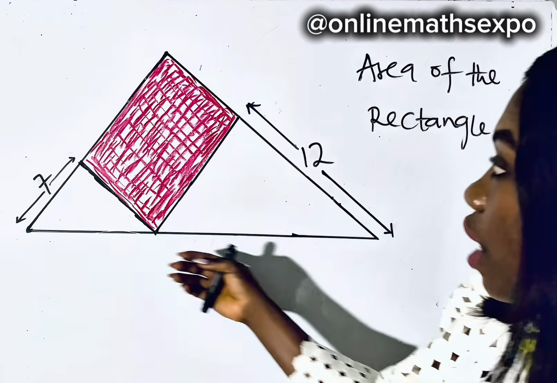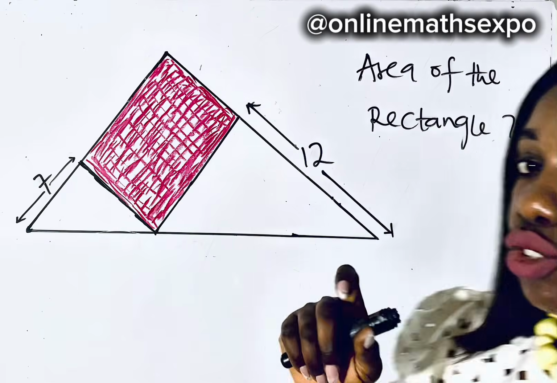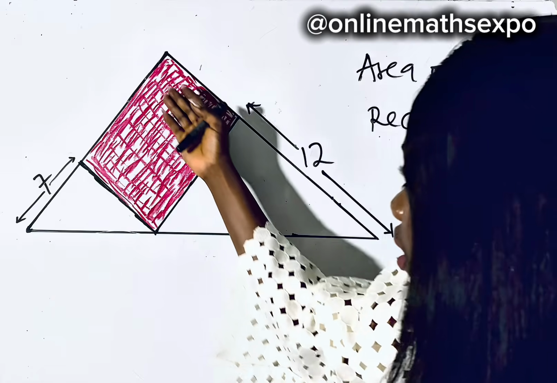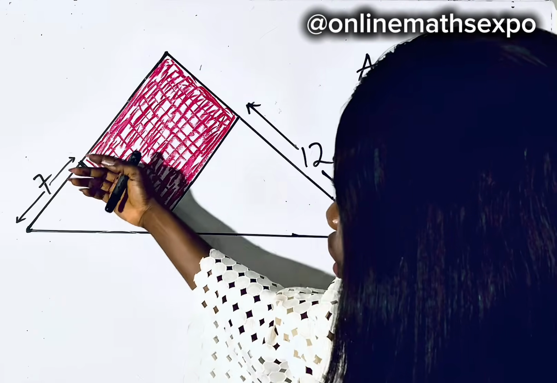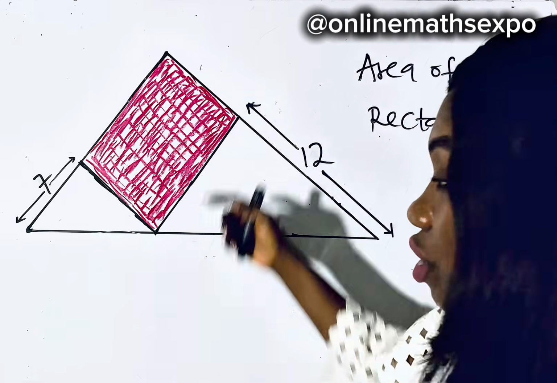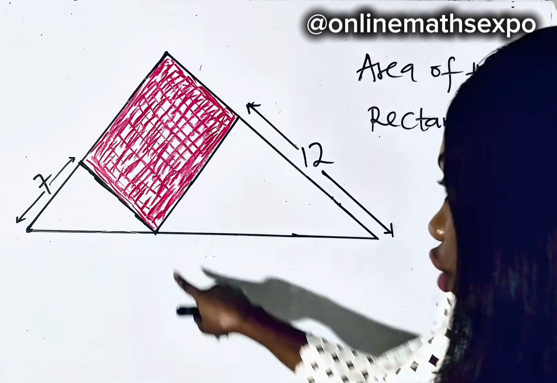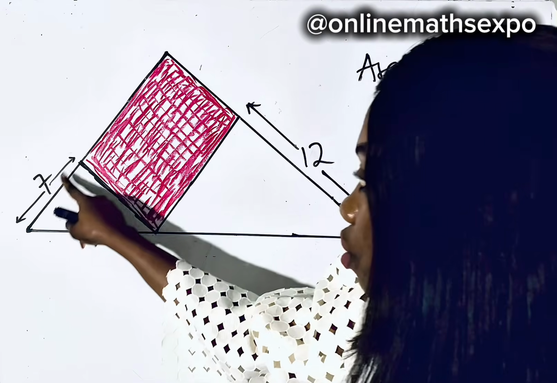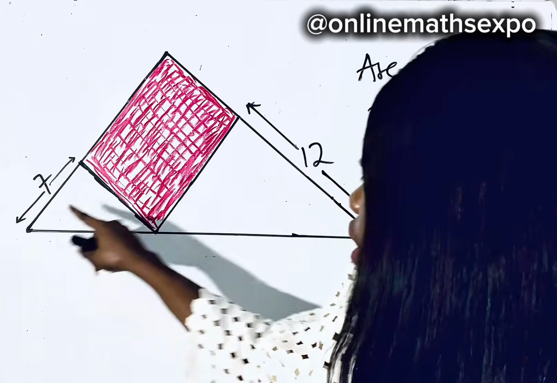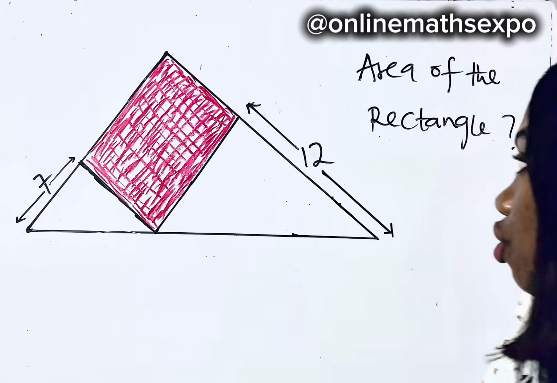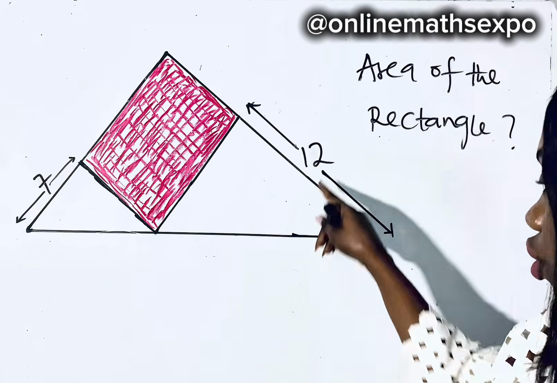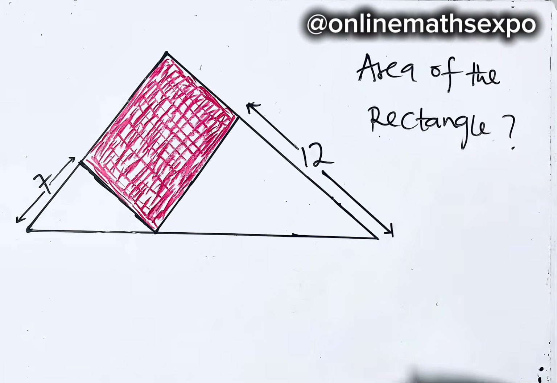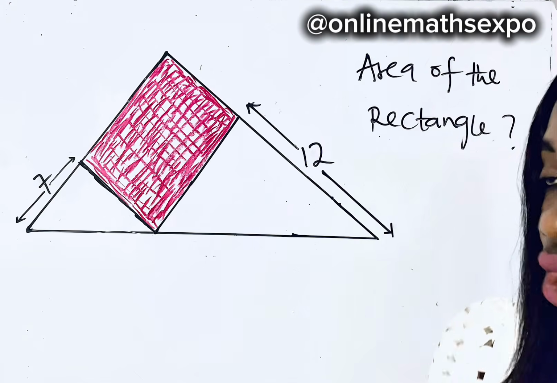We are given a right triangle, and inscribed is a rectangle such that the side of the rectangle lies on this part and on this part of the right triangle, and also touches the right triangle at this point. From here to here measures 7 units, and this side of the right triangle from here to here measures 12 units. The question is asking us to find the area of this rectangle, this shaded.